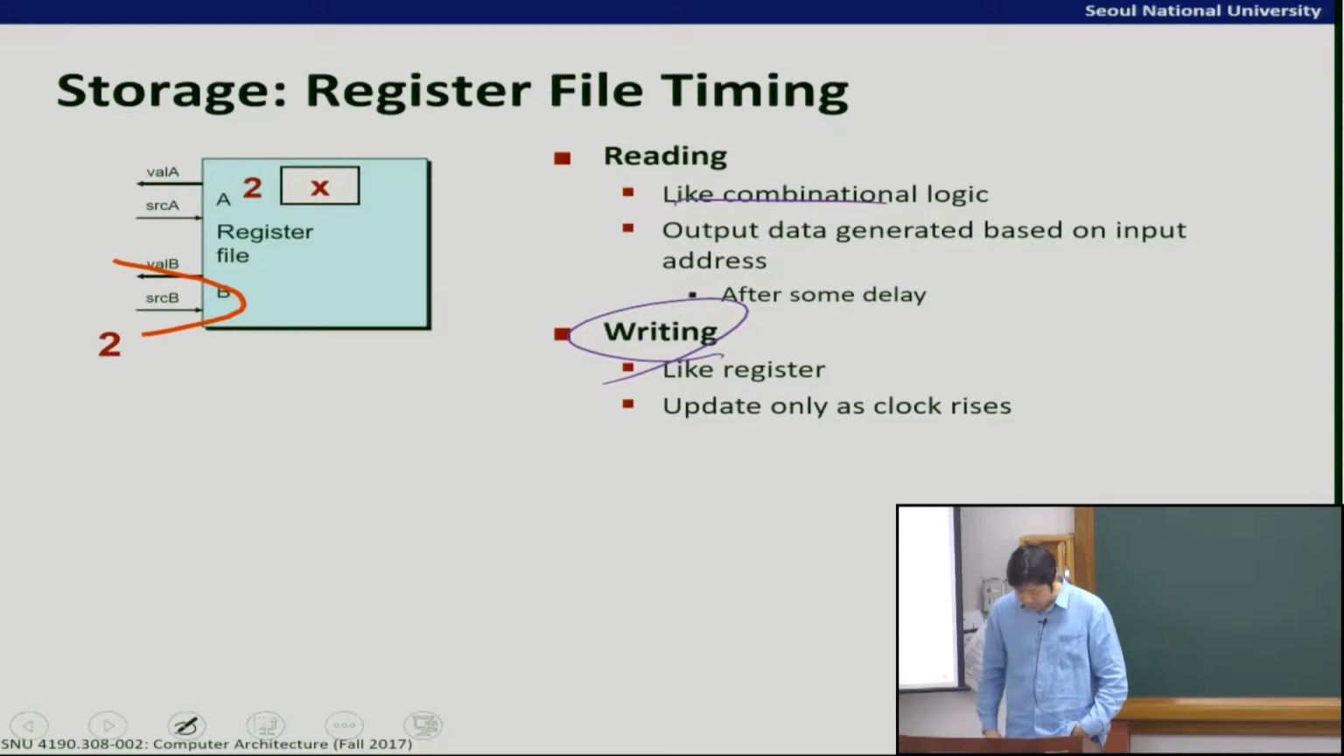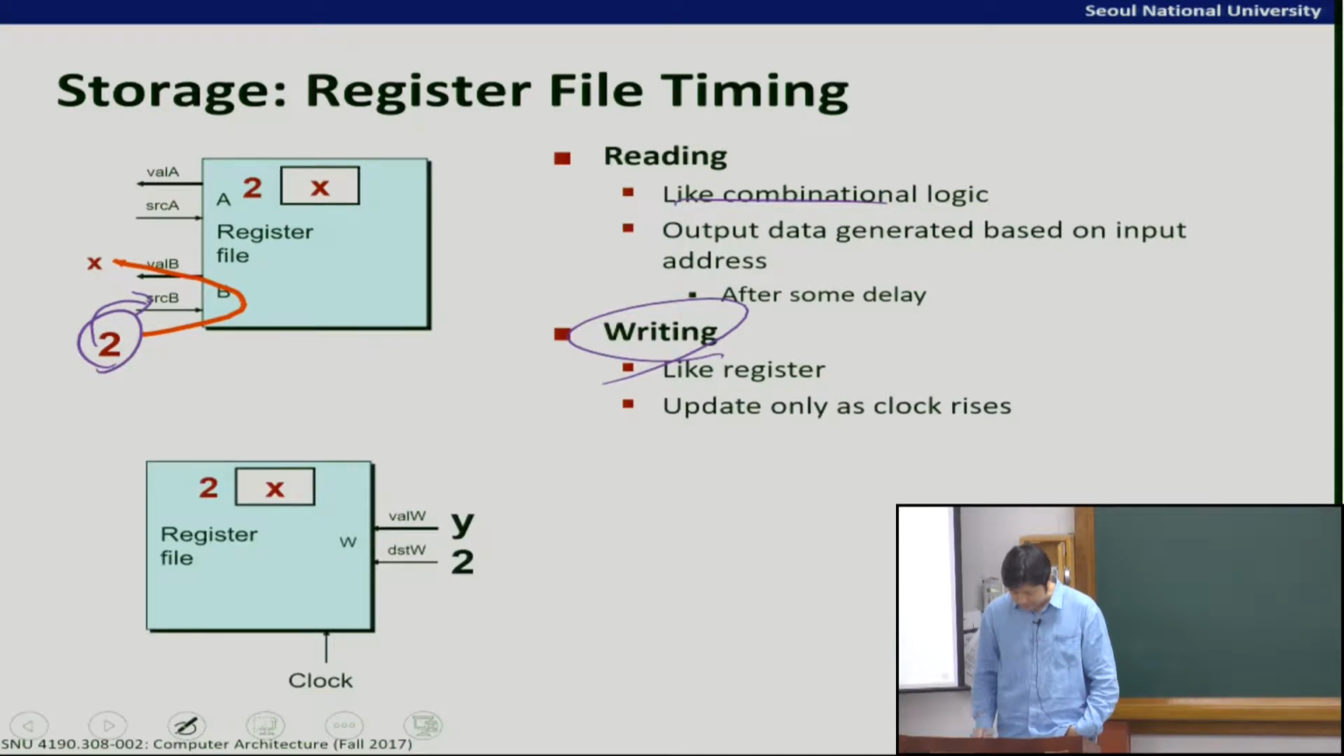So here, let's say you want to read out the value of register 2. You provide the address 2 to the address input, and then the output comes out immediately after a little bit of a delay.